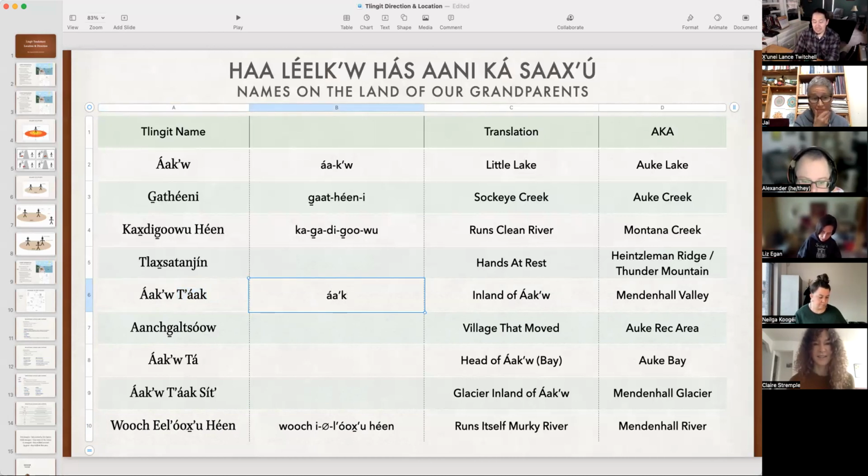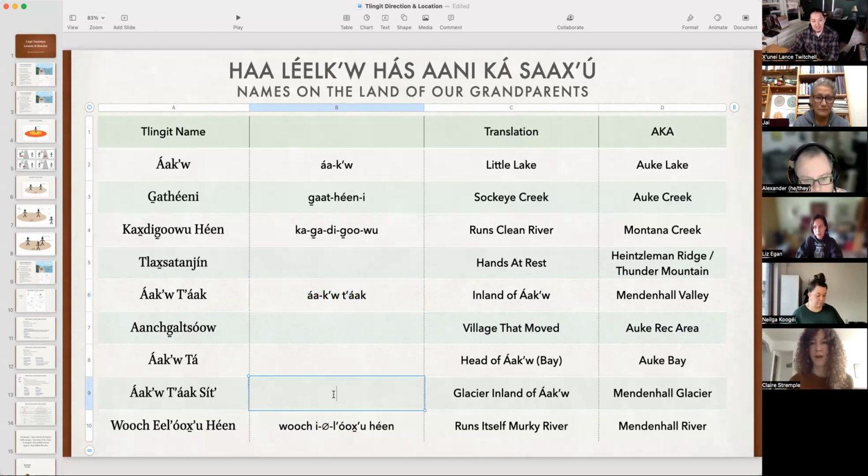áax'w, saak, áax'w. áax'w, tsaa, áax'w, tsaa. So if we have áax'w, we can add one more thing to that.